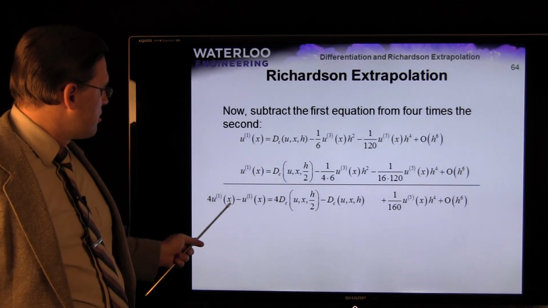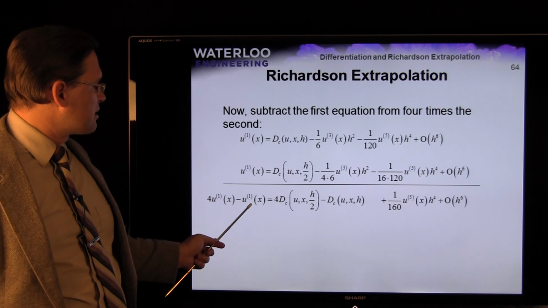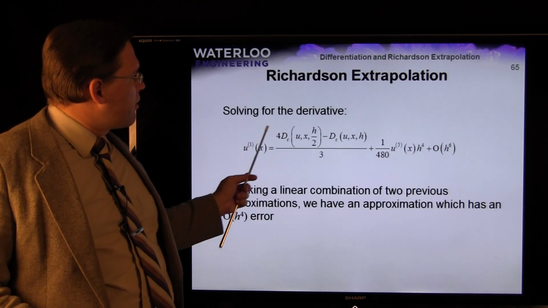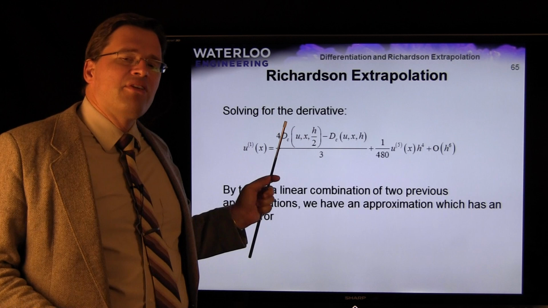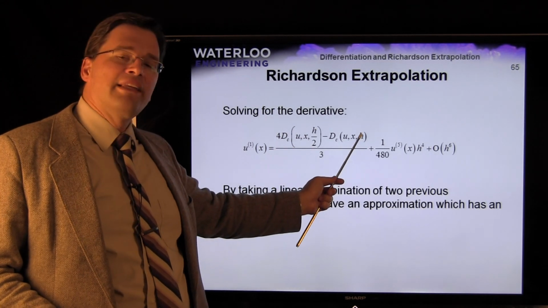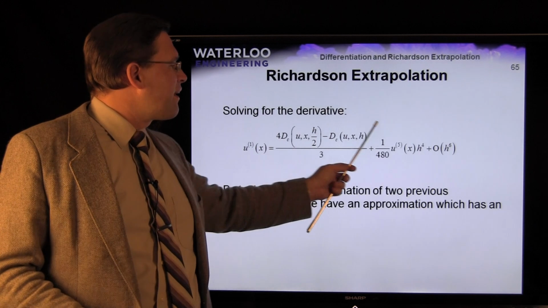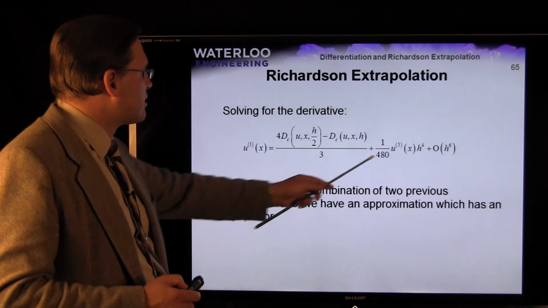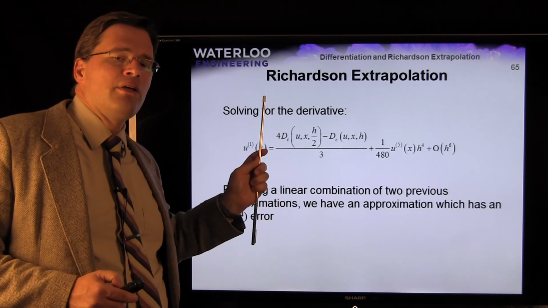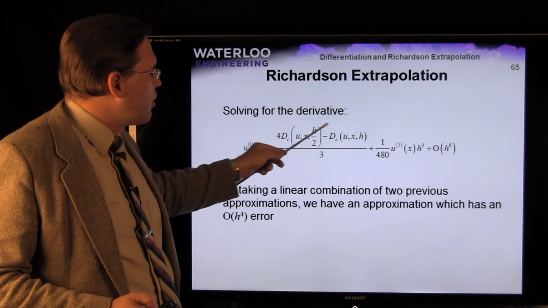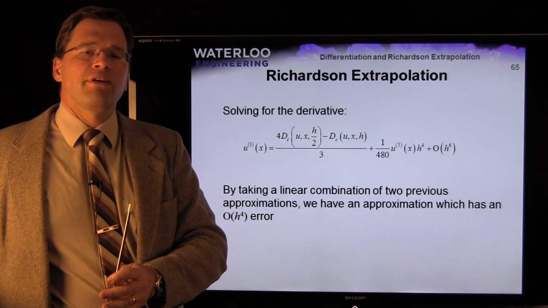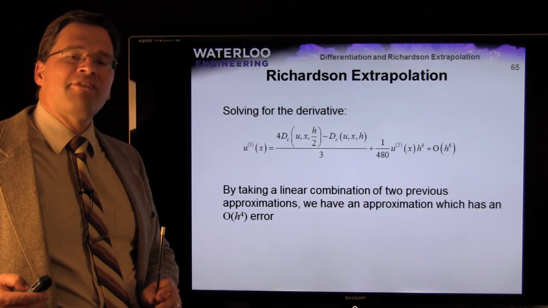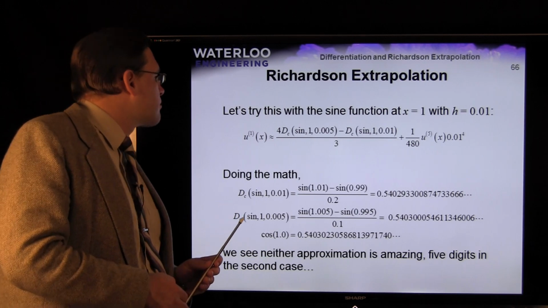Let's solve for the derivative, because now we have 4 times the derivative minus the derivative, that's 3 times the derivative. Let's divide both sides by 3. So now, given 2 approximations, we can take a linear combination of those 2 approximations, and that gives us an approximation that has an even smaller error. Cool. That's an order h to the fourth error. So now, if we take both of these, reduce both of these by a half, then the error of this approximation will drop not by a factor of 4, but by a factor of 16. So let's try it.